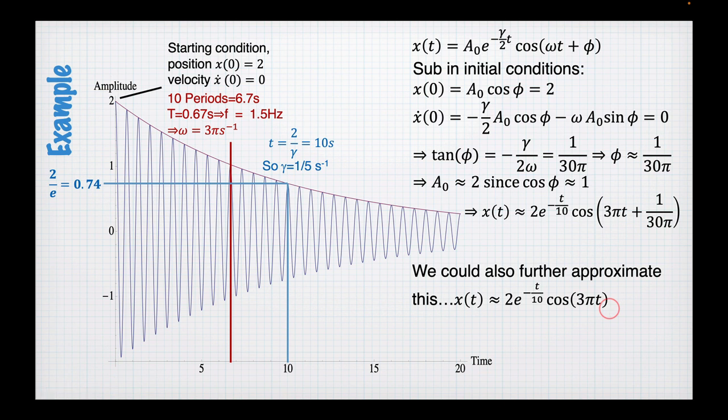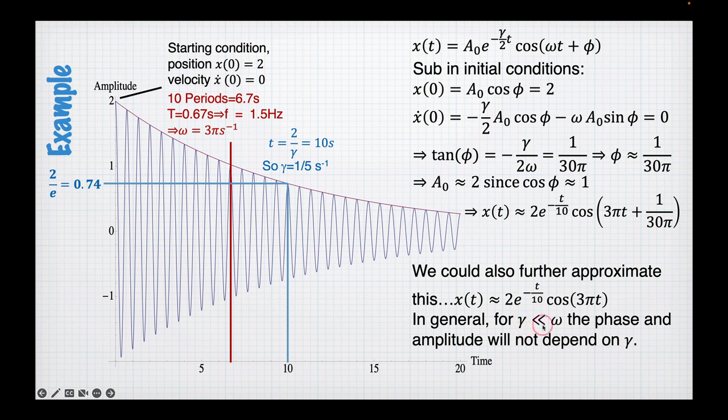In general, in fact, it's true that if gamma is much, much less than omega, the phase and amplitude, that is A naught and phi, will not actually depend strongly on gamma at all. They'll depend on the initial position and the initial velocity, but the damping won't affect it very strongly as long as this condition is met. And that's actually what we've seen here, because without damping, when you have initial velocity of 0, the phase is 0. And without damping, the initial amplitude would just be the initial position.